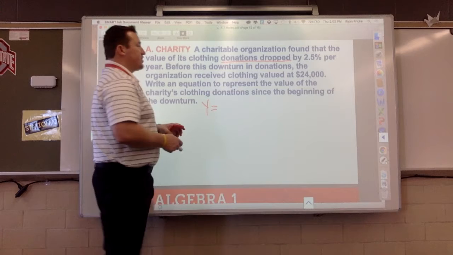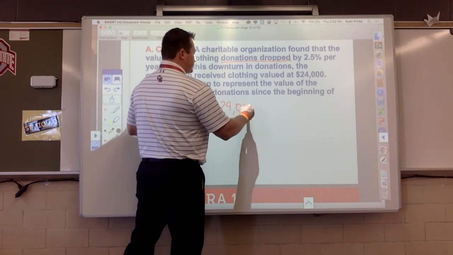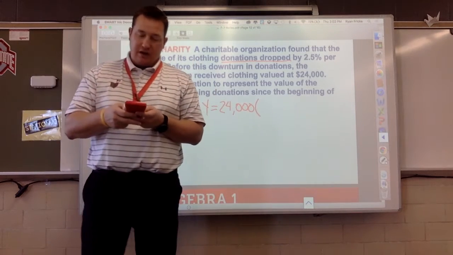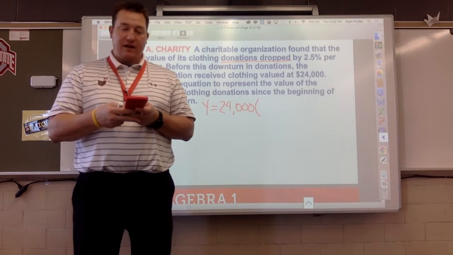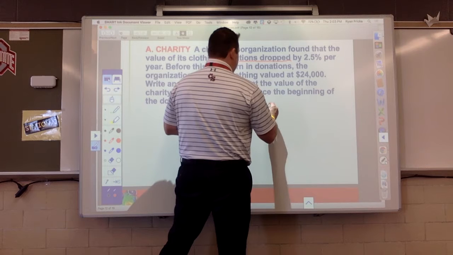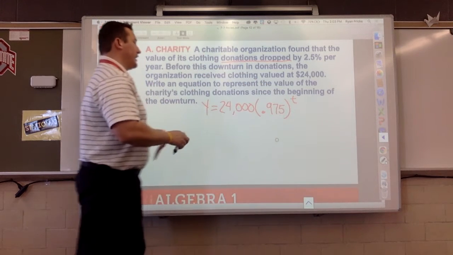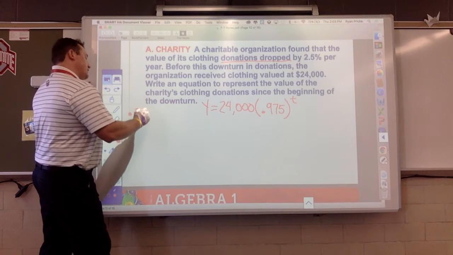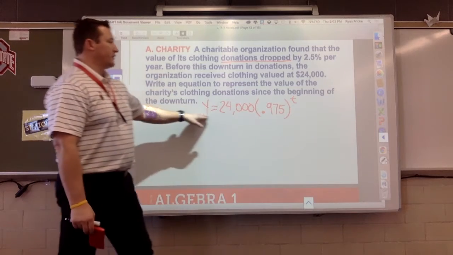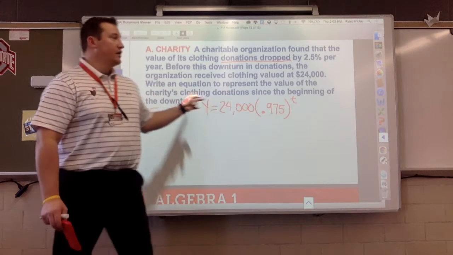y equals starting value, 24,000, times 1 minus the rate of 2.5%. Go ahead, see if you can figure out what number that is. It's going to be 0.975. Right, guys? 2.5% is 0.025. All right, so there you go. There is our exponential decay function for this.